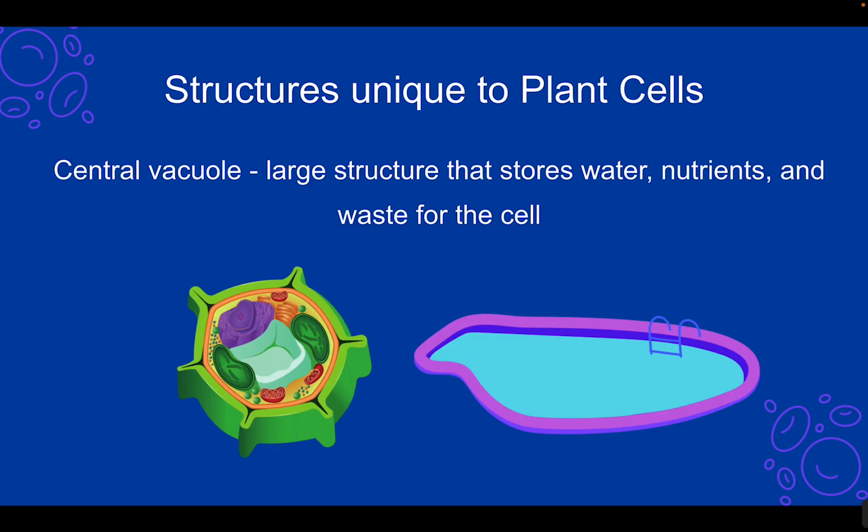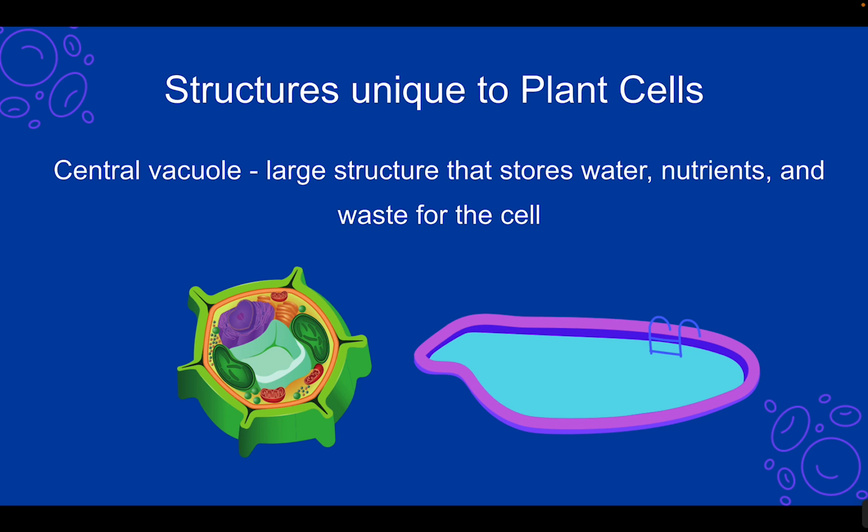So the last thing that is unique to plant cells that we'll talk about is called a central vacuole. A vacuole is your water storage organelle. Animal cells do have vacuoles, but they are much smaller and we have multiple of them. Plant cells have one large one in the center, hence central vacuole. This is like a large pool of water and can fill up with a lot of water.